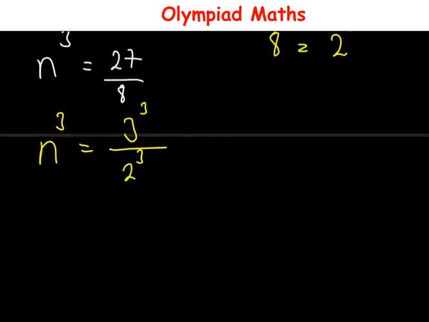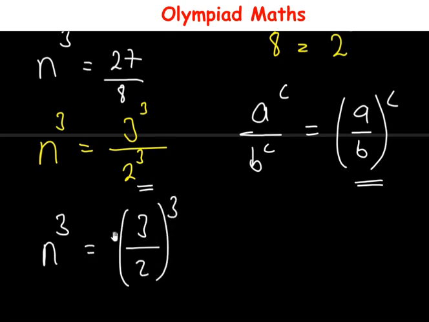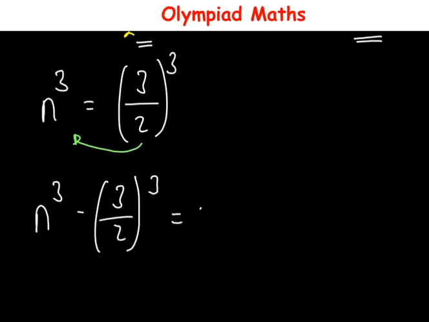So, also applying this rule of indices, that if you have a raised to power c over b raised to power c, this is equal to, in brackets, a over b, then all raised to power c. Applying this here, we have the same power, so n raised to power 3 equals, in brackets, 3 over 2 all raised to power 3. With this, the next thing we are going to do is to move this over to this side of the equation. So what we have is n raised to power 3 minus, in brackets, 3 over 2 all raised to power 3 is equal to 0.